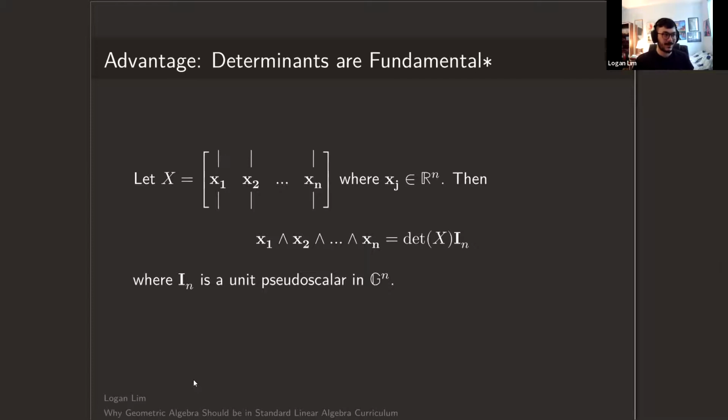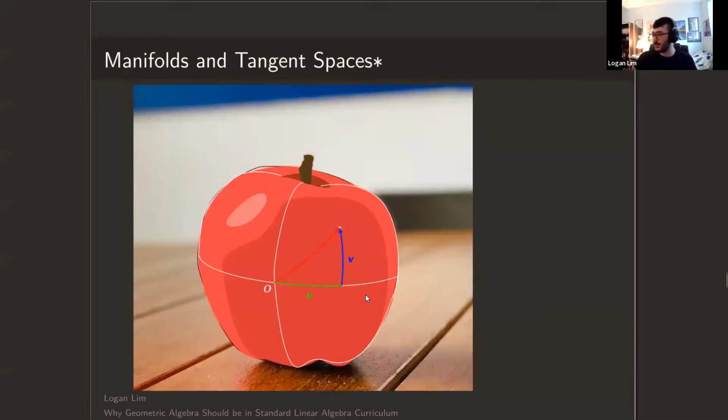And determinants also become fundamental with this framework, because let's say we have this matrix of x1, x2 to xn in Rn, that's important. If we take the outer product of this, it's actually equal to a determinant times the pseudoscalar of the space. So the determinants are also fundamental. And this actually simplifies a ton of the determinant proofs in linear algebra. It's one of the reasons, like I'm saying, this should be in linear algebra, because so many of the proofs become almost trivially simple when you include this framework. And we'll see a lot more of that in just a second.